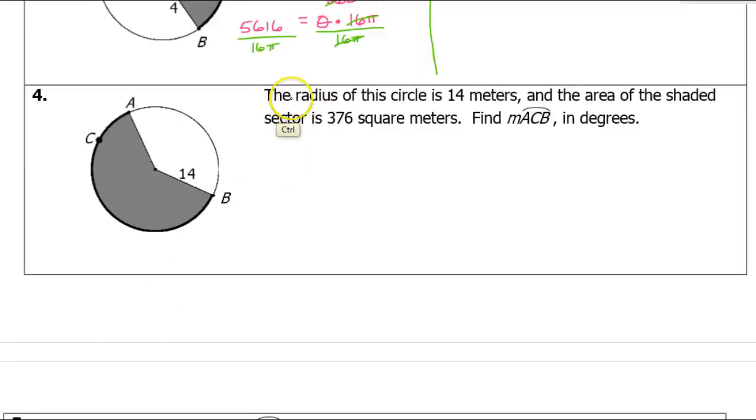Problem number 4. The radius of the circle is 14 meters, and the area of the shaded sector is 376 square meters. Find the measure of arc ACB in degrees. So we're looking for the arc measure, so that is theta that we are looking for.